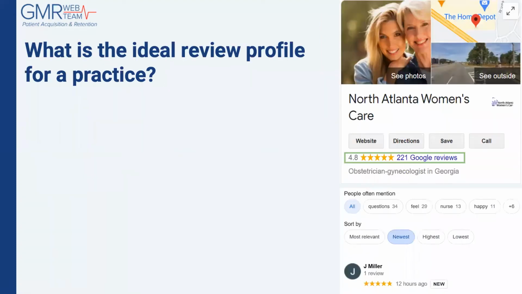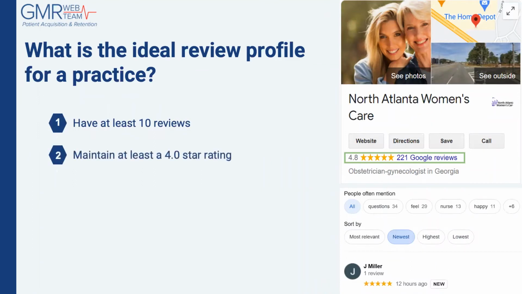So we want to talk about what the ideal profile is for you, right? We know getting 1 review isn't sufficient. Your star rating, recency, and quantity of reviews are definitely major factors that determine how prospective patients will perceive you. So ideally, you want to have at least 10 reviews since prospects tend to look at least 10 of your reviews, like we mentioned. And you also want to make sure you maintain at least a 4.0 rating because patients will not consider your business if you have anything less.